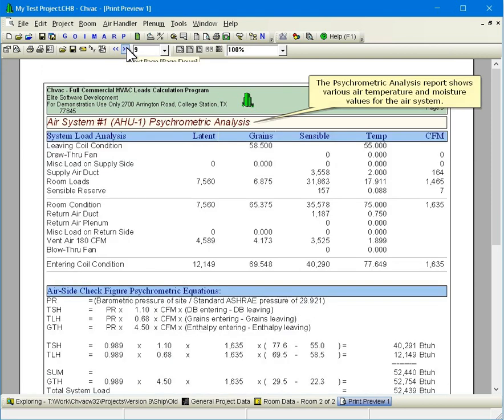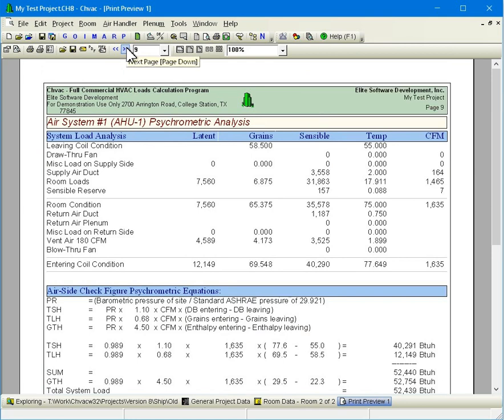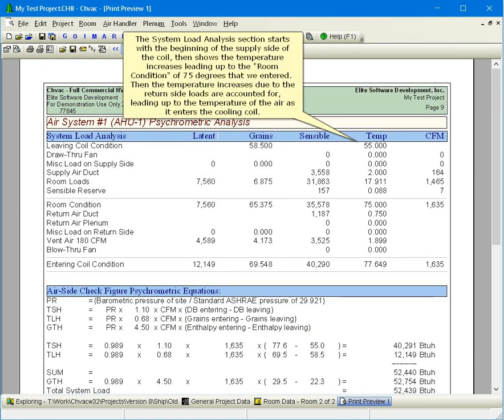The psychrometric analysis report shows various air temperature and moisture values for the air system. The system load analysis section starts with the beginning of the supply side of the coil, then shows the temperature increases leading up to the room condition of 75 degrees that we entered. Then the temperature increases as the return side loads are accounted for, leading up to the temperature of the air as it enters the cooling coil.